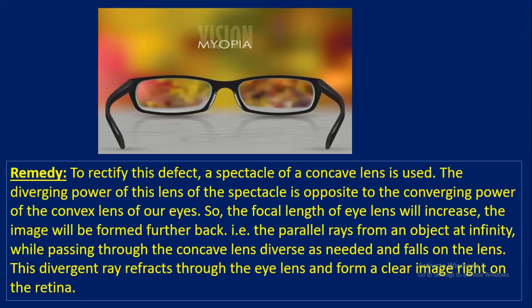For remedy we use spectacles with a convex lens for long sight, and for short sight, that is myopia, we use a concave lens. By using this concave lens, we can see a clear image right on the retina.